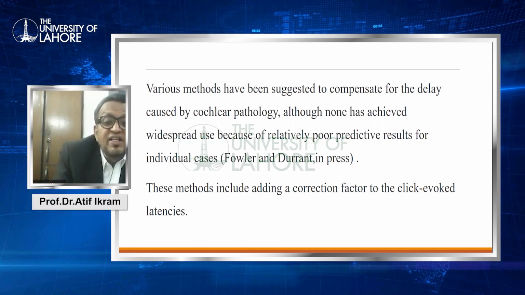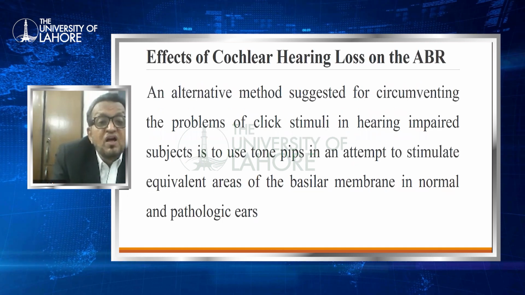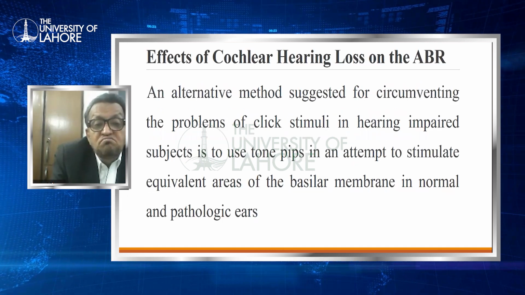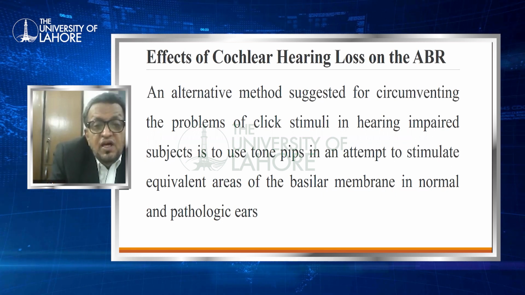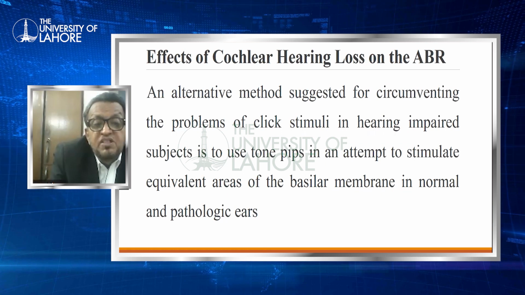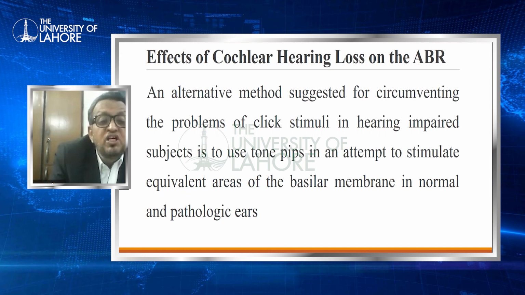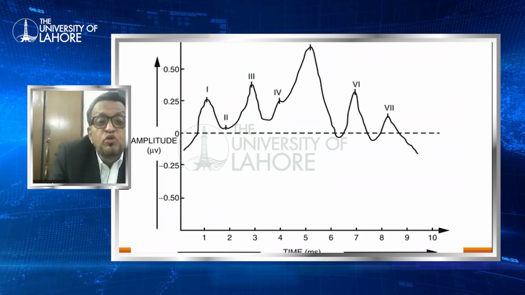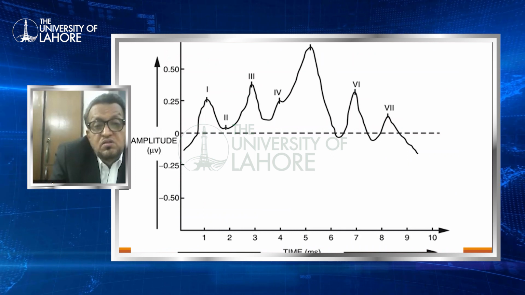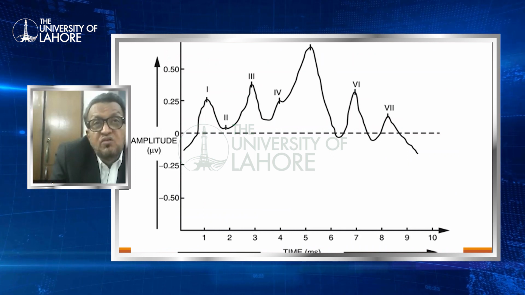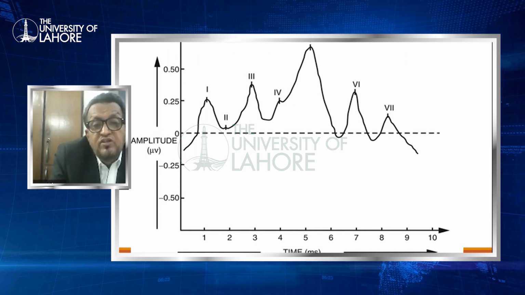These methods include a corrective factor to the click evoked latencies. Another way to circumvent this problem for hearing impaired subjects is to use tone pips in an attempt to stimulate equivalent areas of the basilar membrane, normal and pathological. When you are using tone pips, you're just using one tone, and that stimulates one area of the basilar membrane, giving you one response.